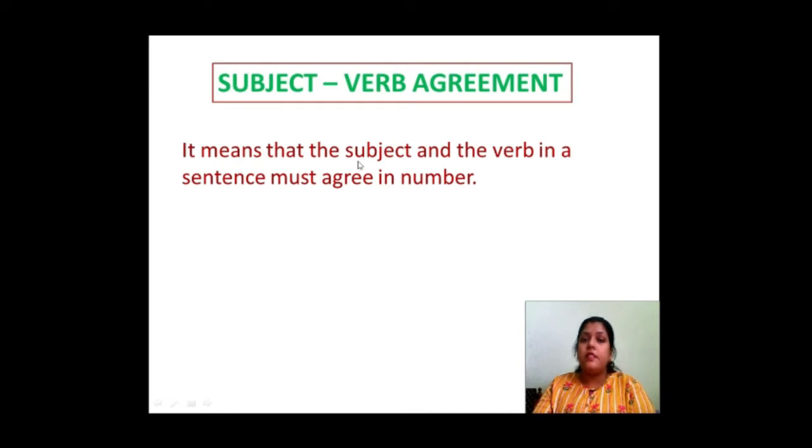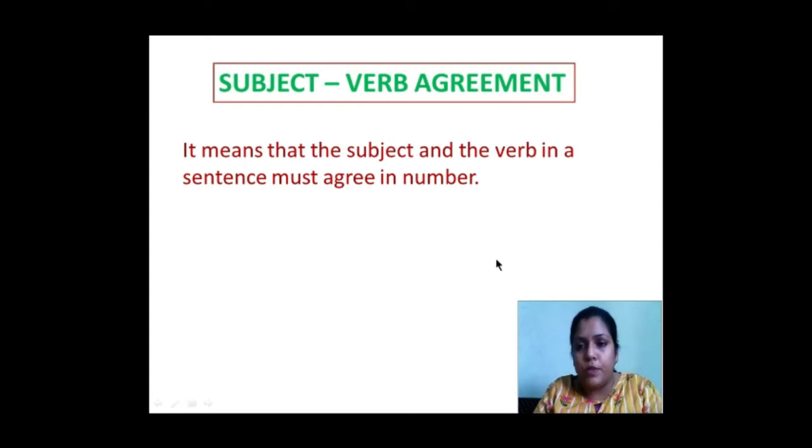It means that the subject and the verb in a sentence must agree in number. That means in a sentence the subject and the verb should match with each other in number. Number, you all know, singular and plural. So whenever we are framing any sentences, we have to make sure that if the subject is singular, then the verb should also be singular. And if the subject is plural, then our verb will also be plural.